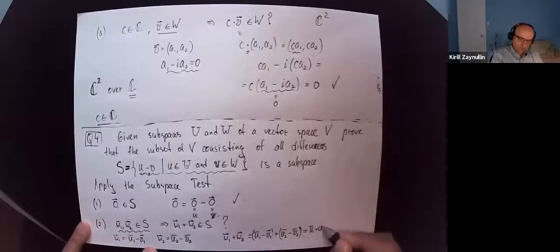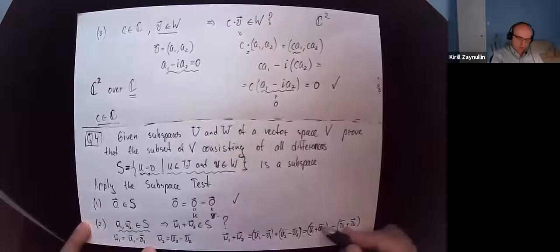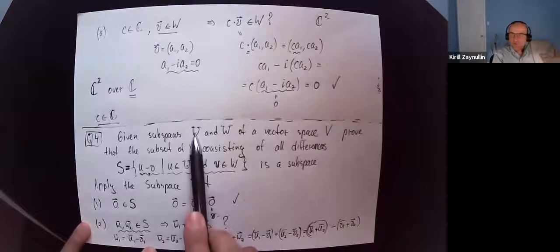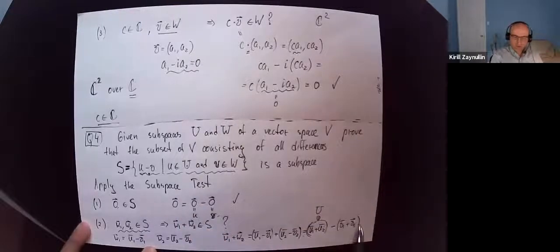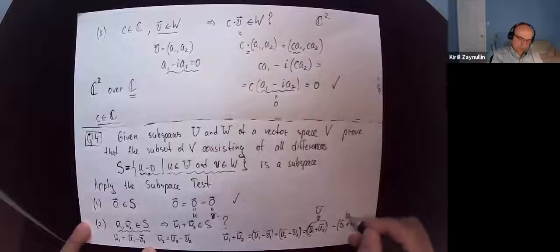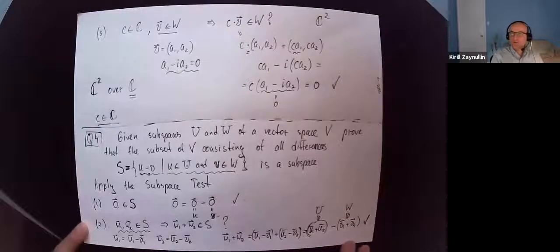So it's u1 plus u2, minus v1 plus v2. Now look, this sum is a sum of vectors from U, so it has to be in U, because U is a subspace. So this is in U. And here, the same story: you have two vectors and each of them is from W, so the sum has to be from W. So what we just did, we expressed w1 plus w2 as a difference of two vectors, one of them from U and another one from W. And that finishes our justification of the second property.